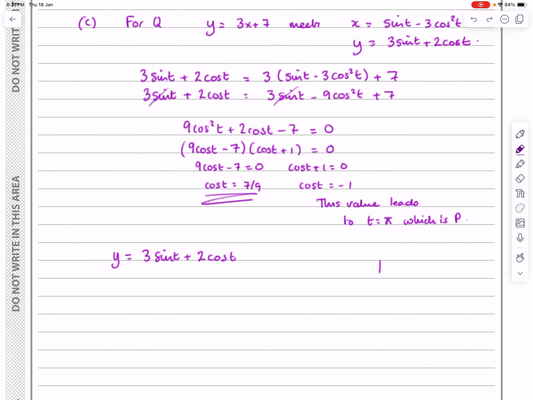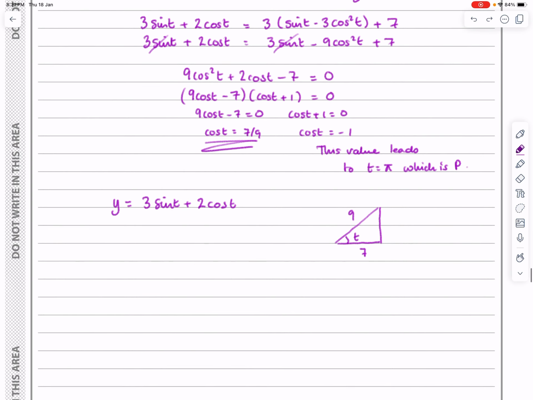It's a quick little thing to do. All we need to do is to say, okay, if cos t is 7/9, which is adjacent over hypotenuse, what I can do is I can work out what this missing side here is. If I work out what that missing side is using Pythagoras, so let's just do that first. Let's call that O, I suppose, for opposite. We can say opposite is equal to 9 squared minus 7 squared, square rooted. I'm not taking any time over this because I just want to get the value there. It's actually root 32.